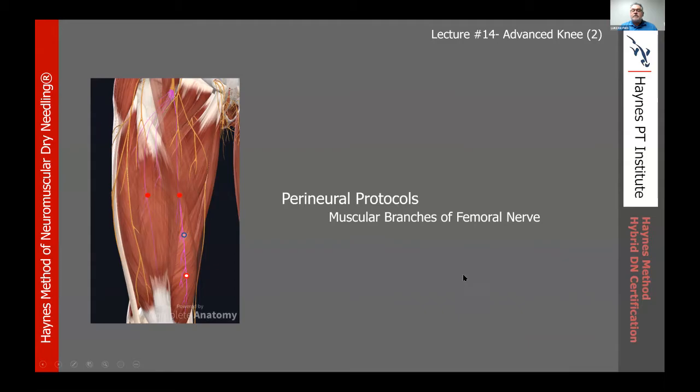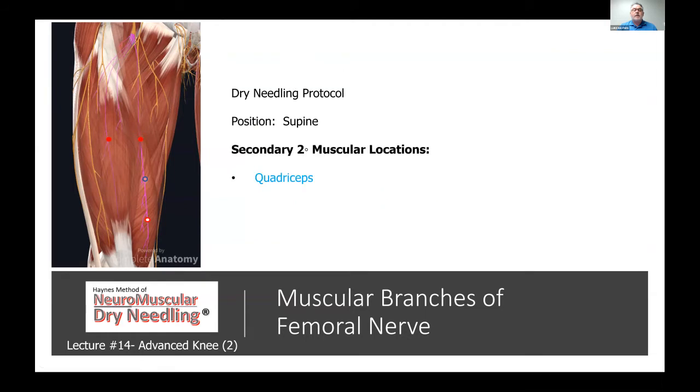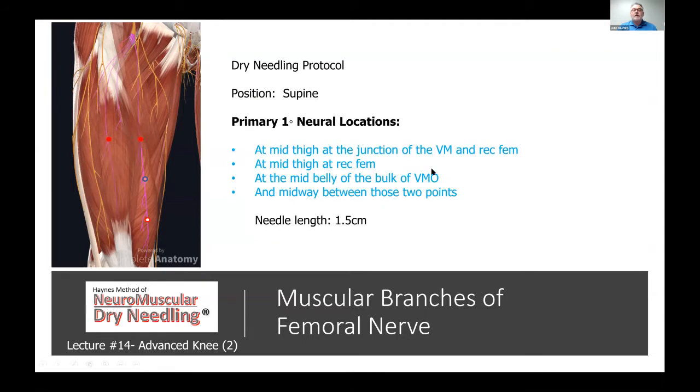For our muscular branches of the femoral nerve, we looked at this as well, dealing with the hip. We'll look first at mid-thigh, the junction of vastus medialis and rec fem. Here's rec fem sitting right here. We'll move a little further over, and it's hidden in this picture. We'll look at it in 3D in just a second. We'll get at that junction mid-thigh between vastus medialis and rec fem. We'll also hit mid-thigh at rec fem. We'd go through rec fem down through vastus intermedius if we were needling that deep, but these will be superficial, so 1.5 centimeters is all we need.